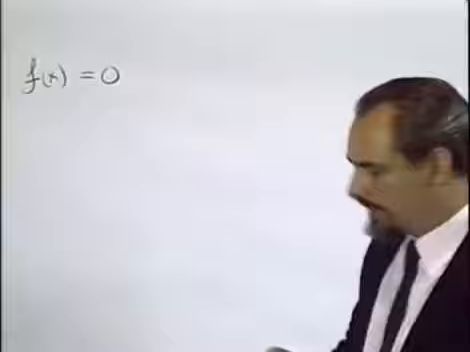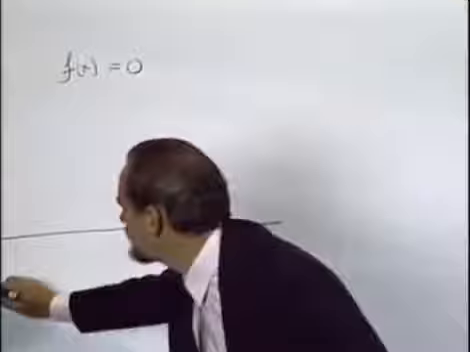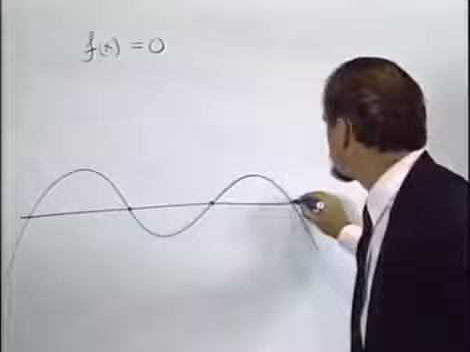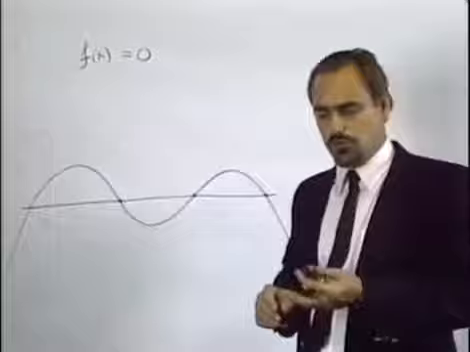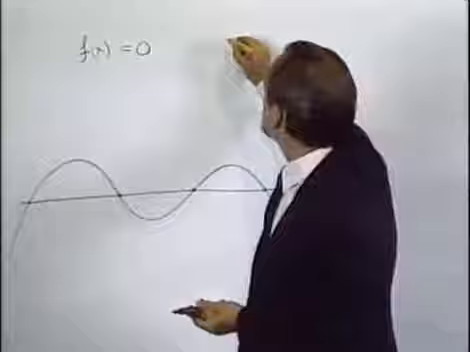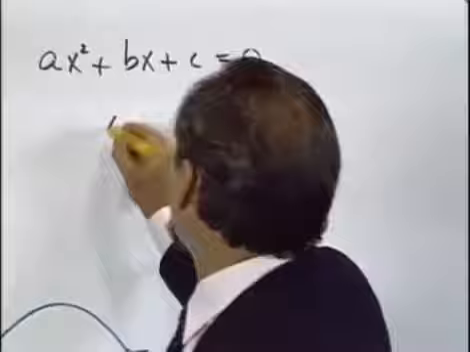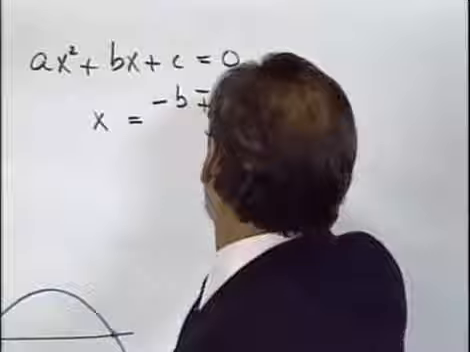Graphically, this means the following. The function f has some graph that might look something like this. And the solutions of f of x equals 0 are the places where the graph intercepts the axis. Solving equations is something that everyone studies in school. More specifically, what they study is the solution of the quadratic equation, ax squared plus bx plus c equals 0. And everyone knows the famous quadratic formula, x is equal to minus b plus or minus the square root of b squared minus 4ac over 2a.